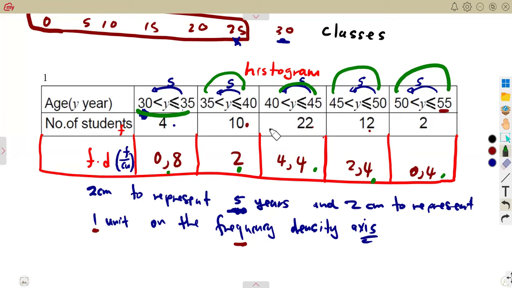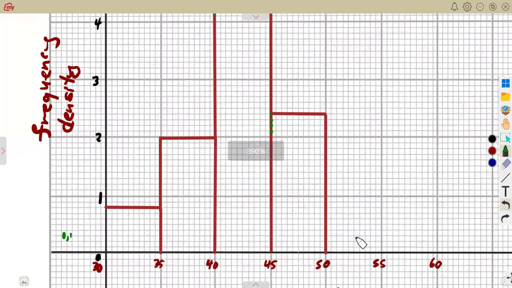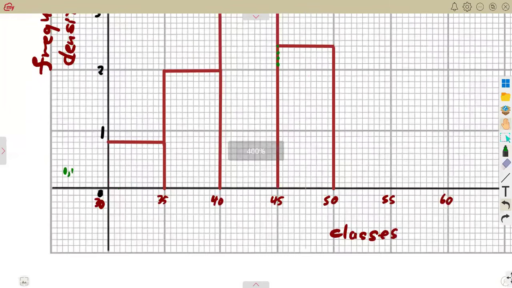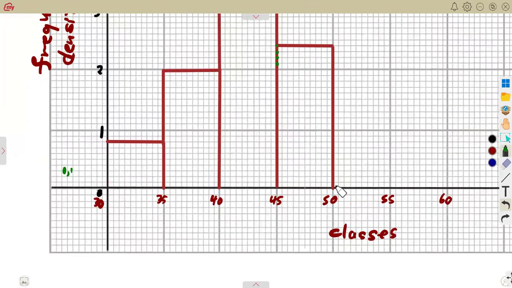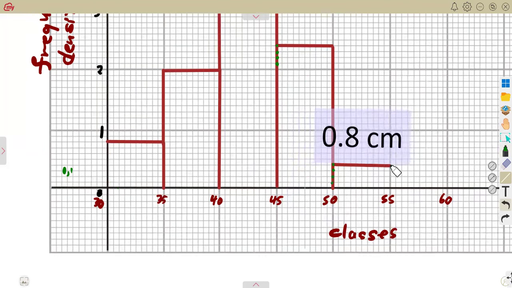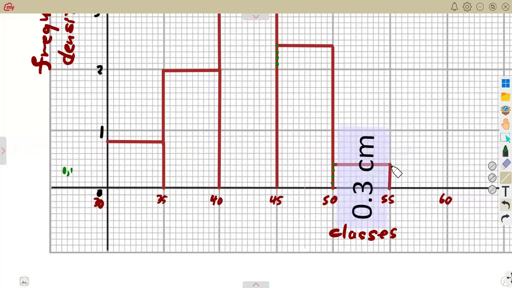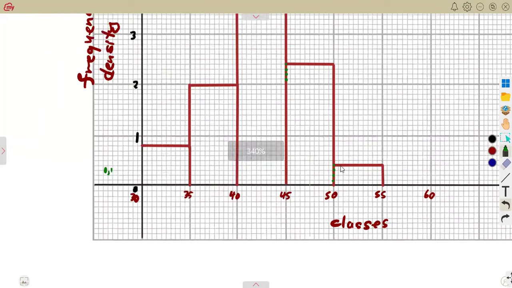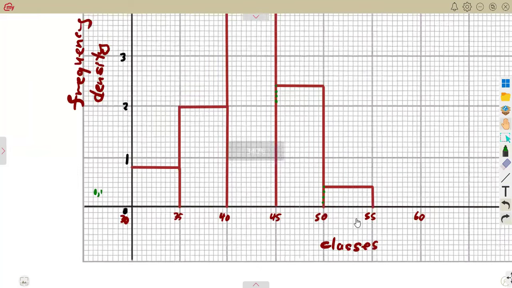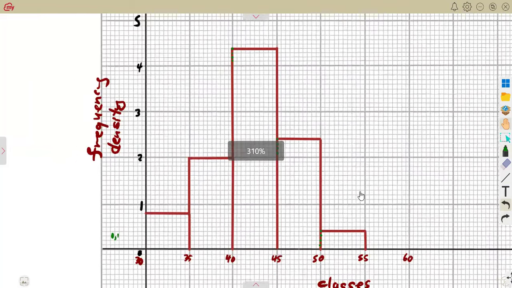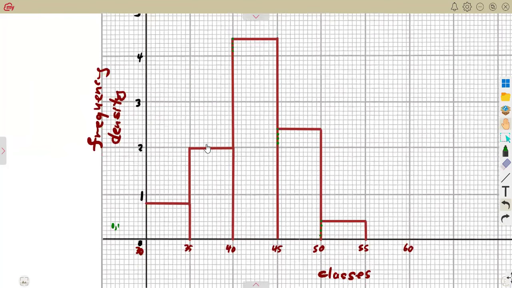50 to 55 versus 0.4. So here again, we have to count. This is 1, so for 0.4 we need 4 boxes going up: 1, 2, 3, 4. That's 0.4, from 50 to 55. So it was going to end up like this. This is how our graph is going to look. That's a histogram drawn using the frequency density. As you can see, it's similar to a bar chart, but not the same.